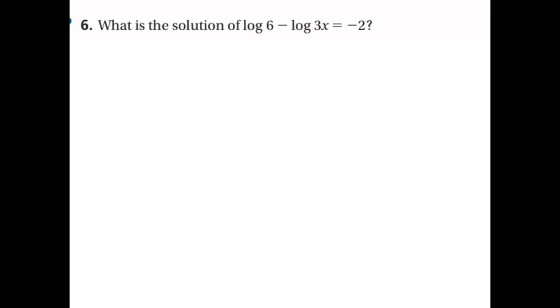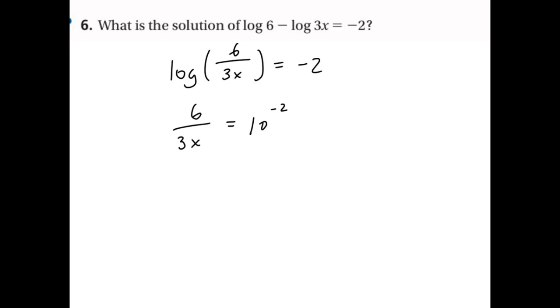Let's try another one. What is the solution of log 6 minus the log 3x equals negative 2? So for this one, we're going to use the quotient property of logarithms. So we've got log of 6 divided by 3x equals negative 2. We'll go ahead and write this in exponential. We've got 6 over 3x equals 10 to the negative 2nd power.